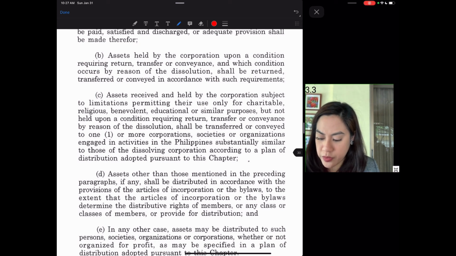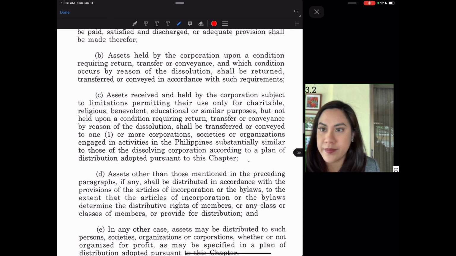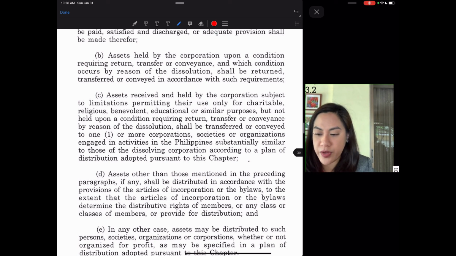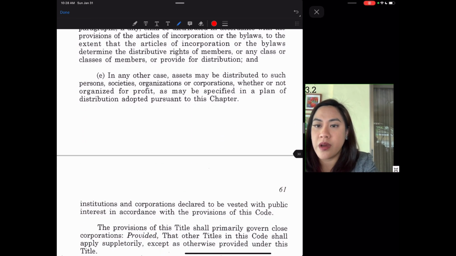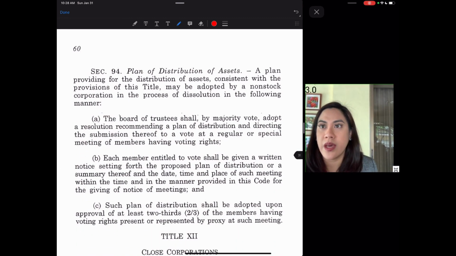So distribution of assets to members upon dissolution is allowed only if it is expressly provided for in the articles or bylaws. In the absence of any provision in the articles or bylaws, the assets may be distributed in accordance with the plan of distribution to persons, societies, organizations, or corporations, whether or not organized for profit, as specified in the plan. So just read the rest of the provisions when it comes to section 94 because they are relatively self-explanatory. So this is the plan that I just mentioned, the plan of the distribution of assets.